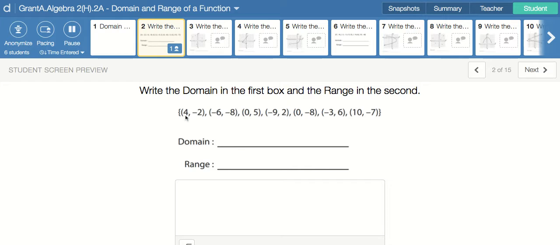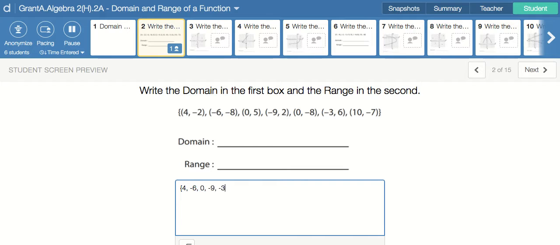So for example, 4 is a domain value. -6 is a domain value. 0, etc., etc. And we don't want to list any domain values that repeat. Now, since this is an ordered pair, the way we write the domain is a little bit different. So the domain for a set of ordered pairs, we start with that squiggly parenthesis, and then we list all of the x values. 4, -6, 0, -9. And we have another 0, but we don't want them to repeat, so I'm going to leave that one out.